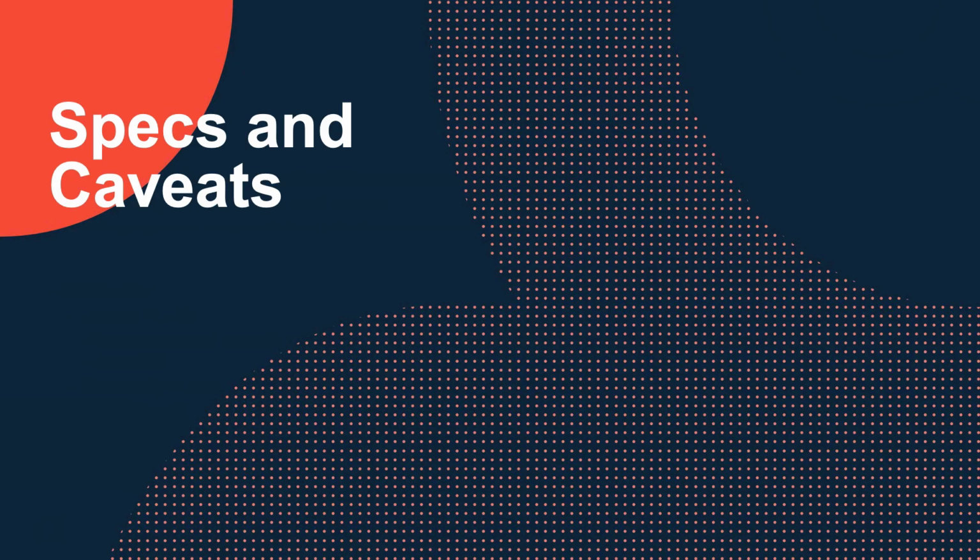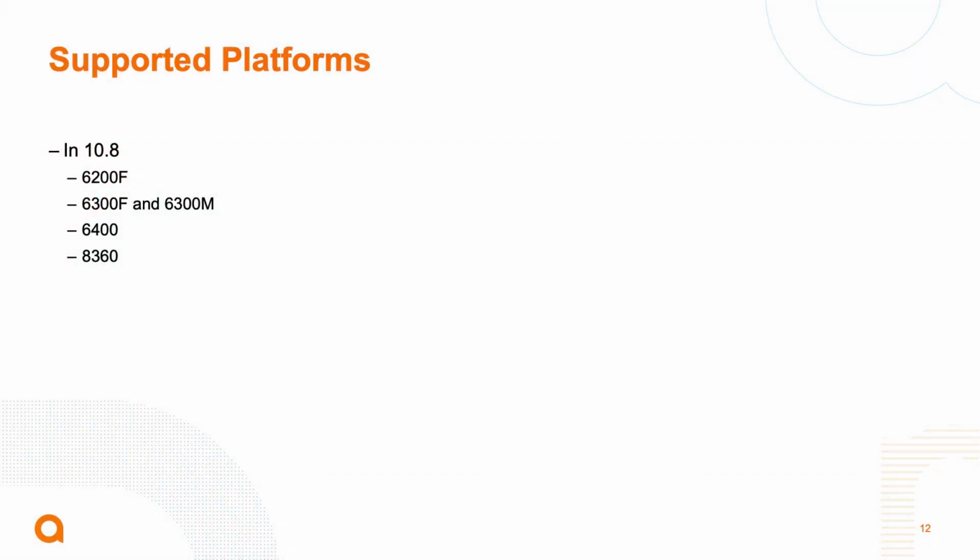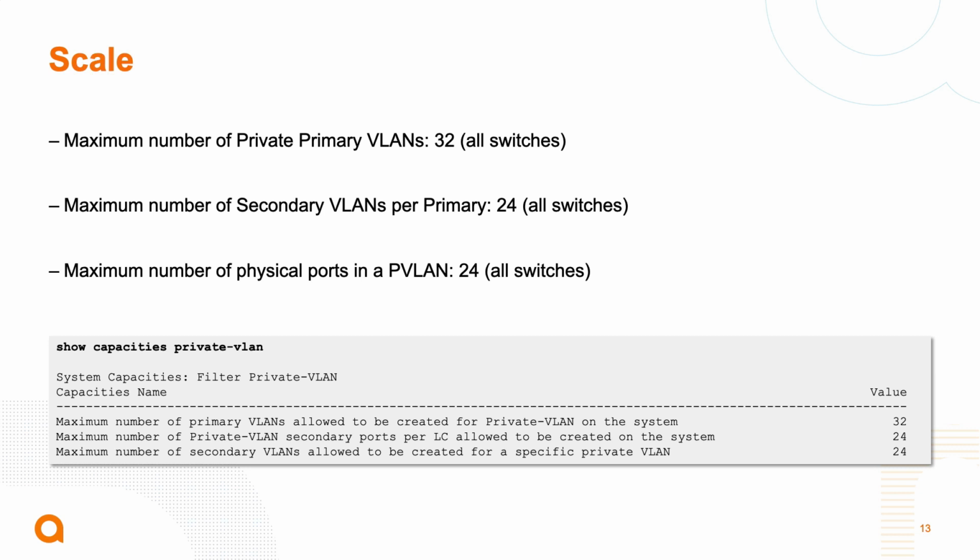Let's take a look at some specifications and caveats. First of all, the supported platforms for private VLANs in 10.8 are the 6200F switches, 6300F and M switches, 6400 switches, and 8360 switches. In terms of scale, the maximum number of primary VLANs is 32, secondary VLANs per primary is 24, and the maximum number of physical ports in a private VLAN is 24 for all switches, all models.